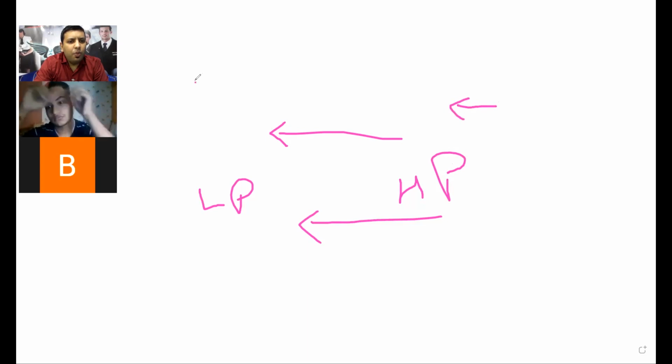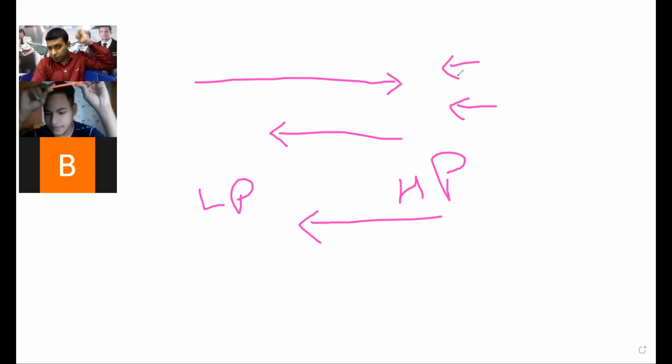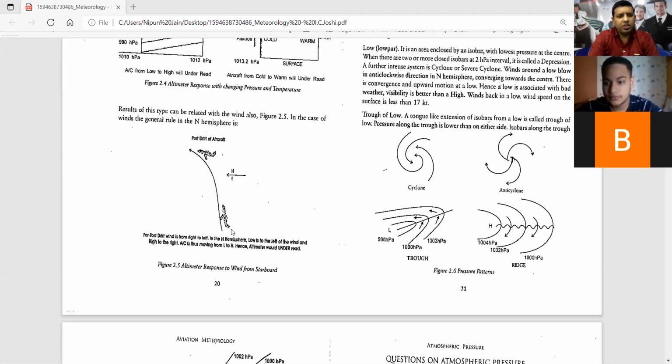If you are flying from low pressure to high pressure, then what kind of wind will you encounter? It is called a headwind. If a wind comes from your opposite direction, it's called a headwind. If it comes from your backward direction, it is called a tailwind. Make sense? Vidisha, is it okay?